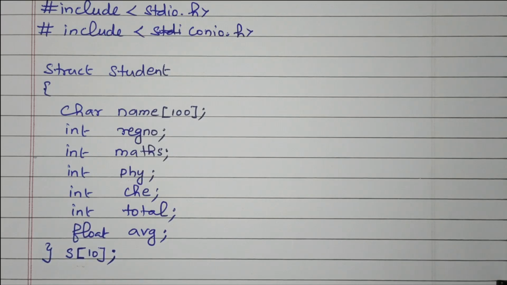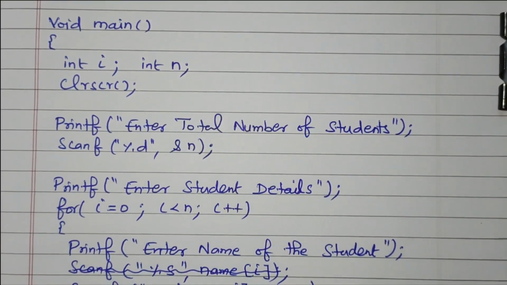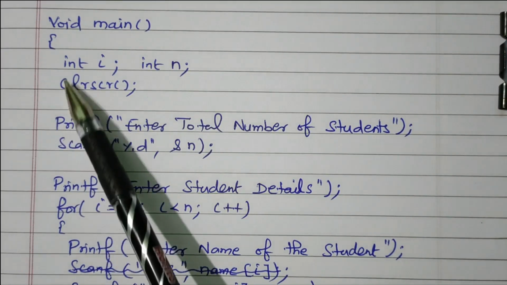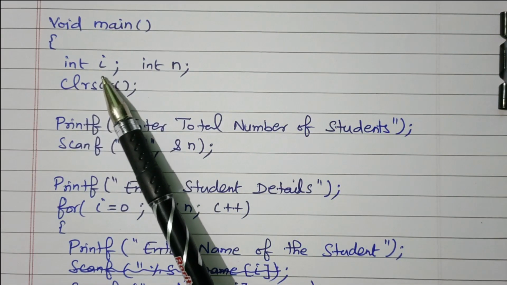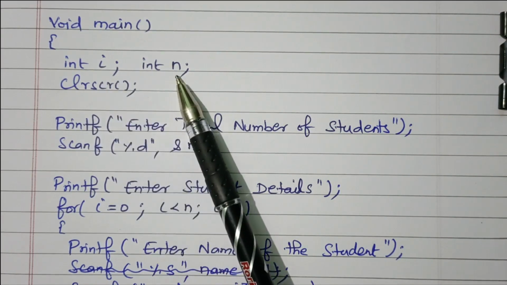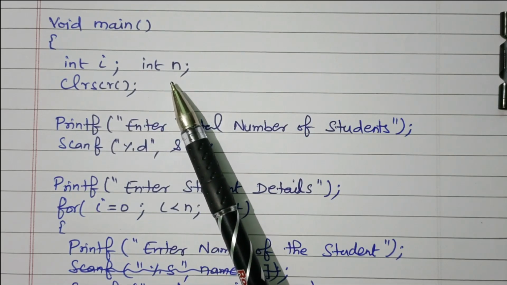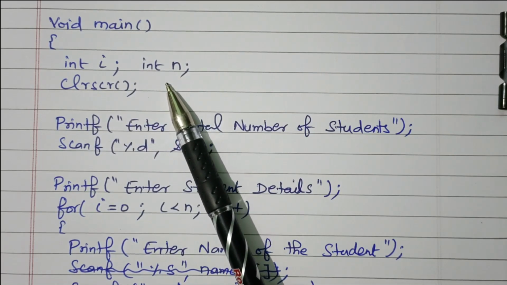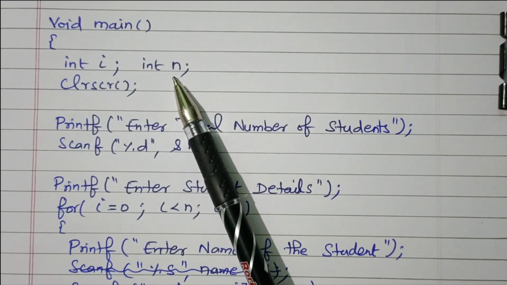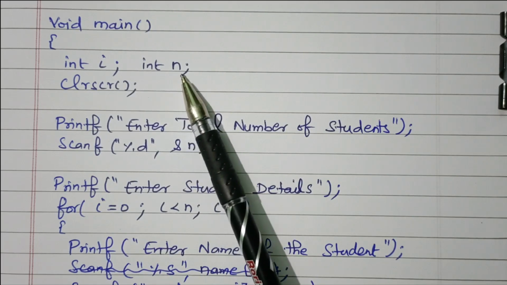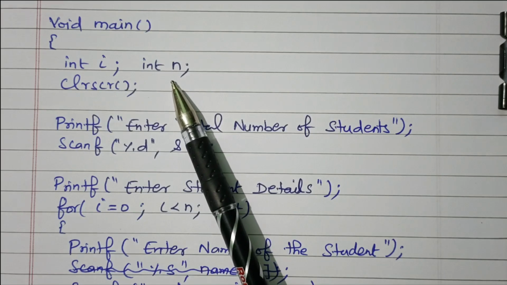Now we'll start the main program. Structure is declared and structure variable also created. Now we can go with the main program. void main, open the brace. Integer i, that is used for loop. Integer n, that is how many students we are going to use. There already we created 10 students, the maximum number. n is what we are going to use. Up to 10 we can use. It may be 4 or 5 or 6 like that, but not more than 10.